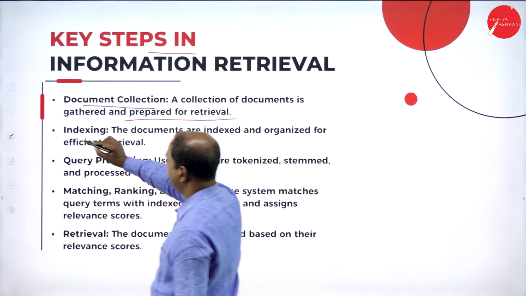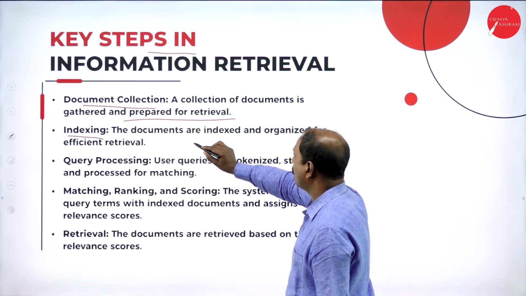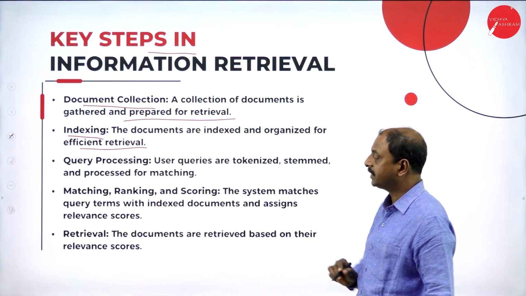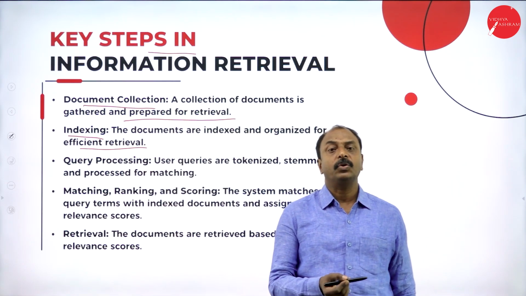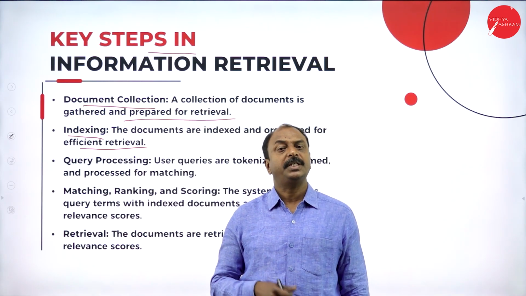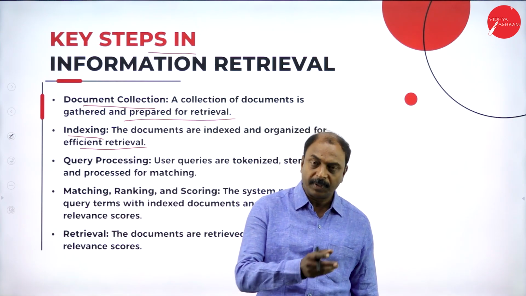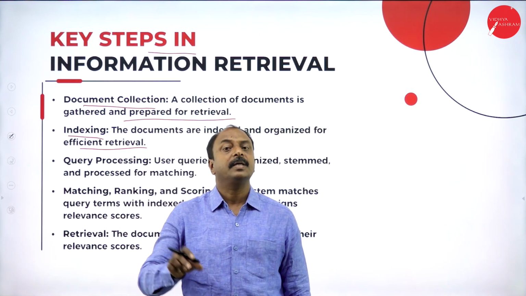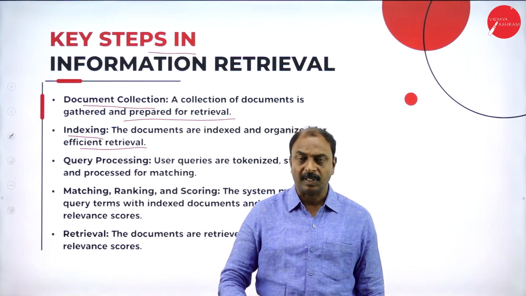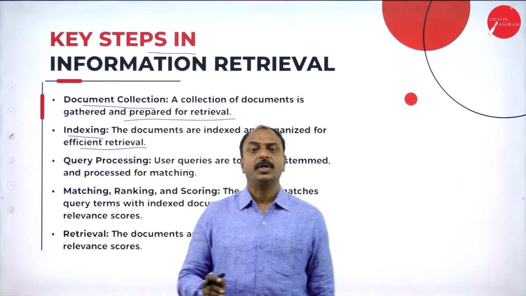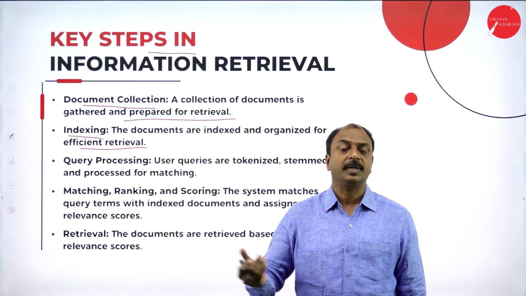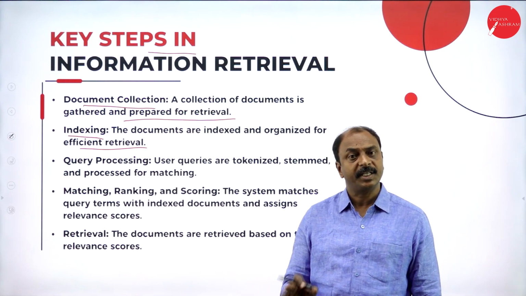Next one is indexing. What is indexing? The documents are indexed and organized for efficient retrieval. A very good example is the index page of your textbook. In the textbook and study material, they give chapter number 1, the name of the chapter and the page number, and again chapter number 2, name of the chapter and the page number. By looking at the index, the page number, it is possible for us to get to a particular page or particular chapter in a textbook.